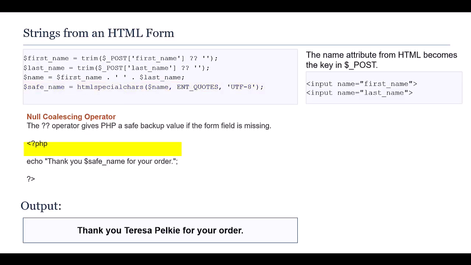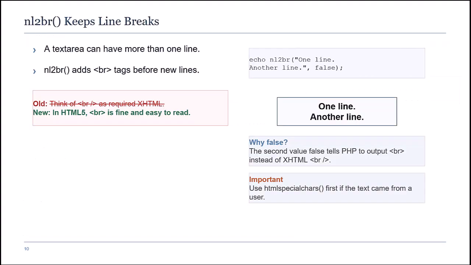Echo, "Thank you," the variable safe_name, "for your order," and then we get the output. Thank you, Teresa Pelkey, for your order. PHP gives us an nl2br function that is commonly used with strings. The newline to break function adds an HTML line break before newline characters in a string.